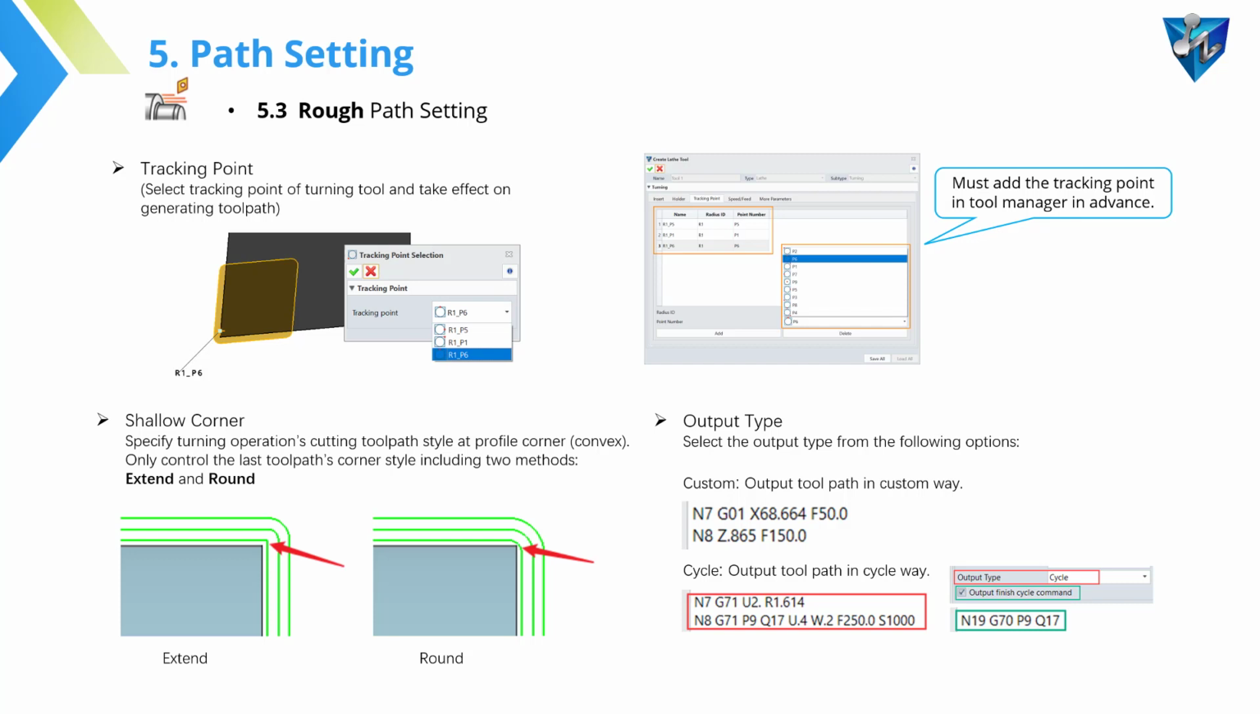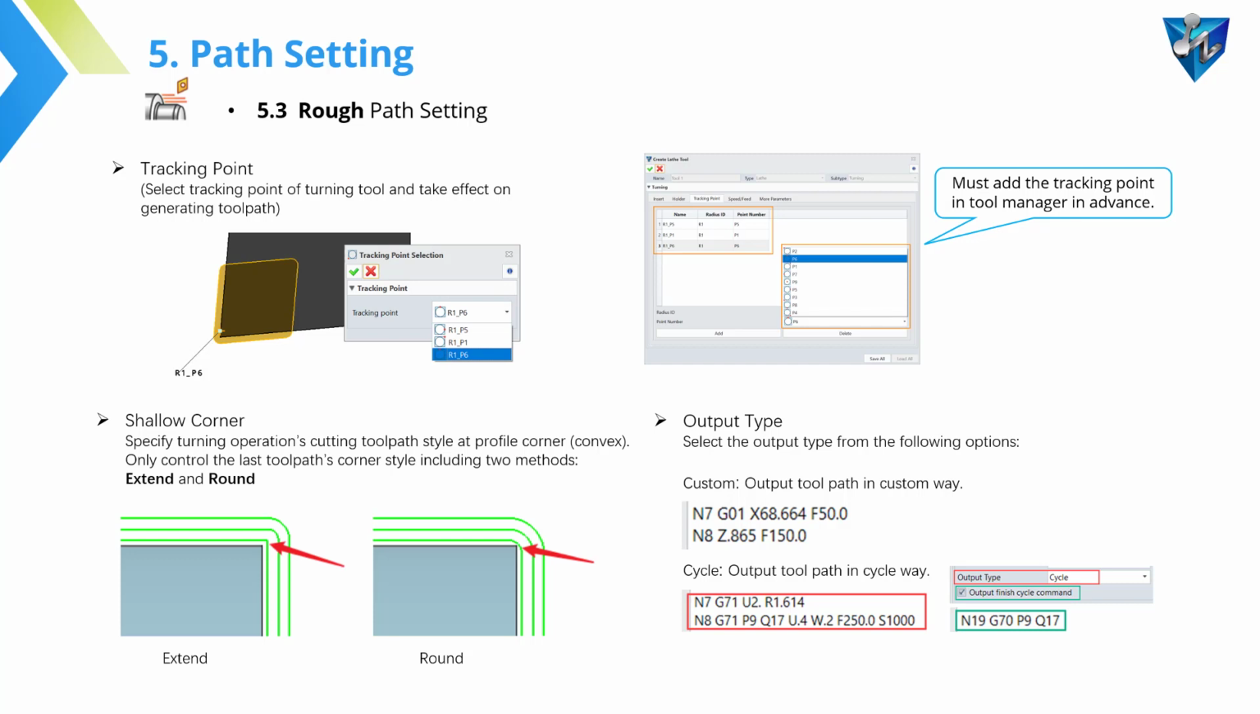For shallow corner, you can specify the cutting toolpath style and profile corner. There are two options available: extend and round. However, please keep in mind that this parameter only controls the corner style for the last toolpath.